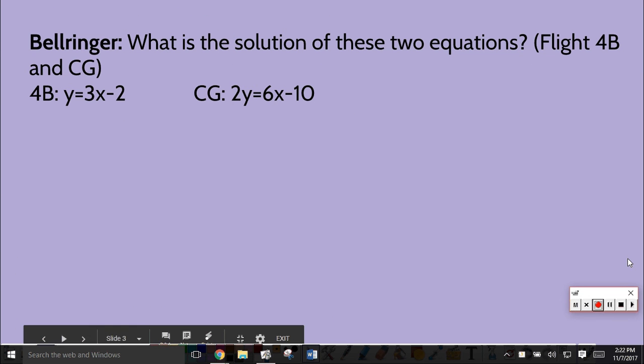Looking at both of these equations, if I'm looking for a solution, what does that mean? What did we talk about yesterday that makes a solution? The answer to the set of equations, yes. What else did we describe it as? Point of intersection. And that point is what?